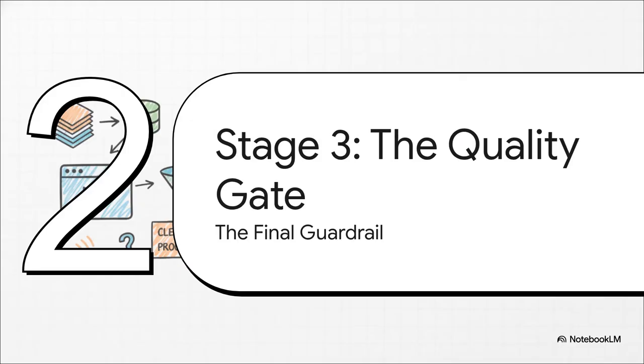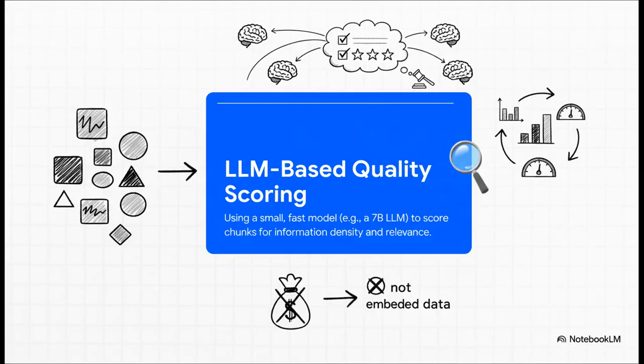And that brings us to the final stage before any of our content even touches the vector store. Stage 3, the quality gate. Think of this as our last line of defense, our final guardrail against low-quality data getting through. So here, we do something pretty clever. We use a small, fast, large language model, think like a 7 billion parameter model. Not as a generator, but as a judge.